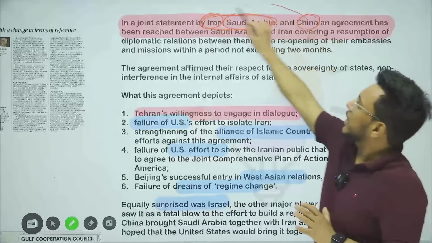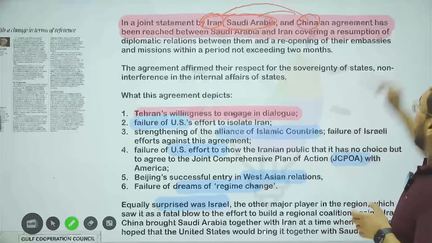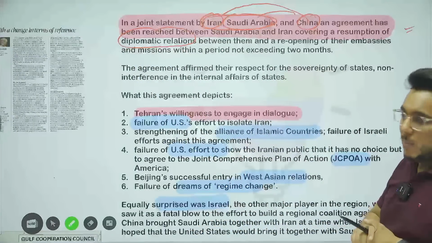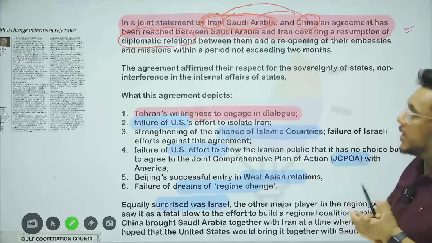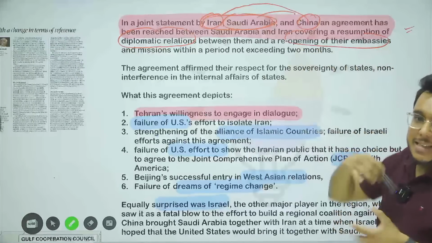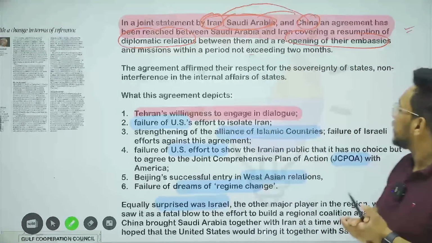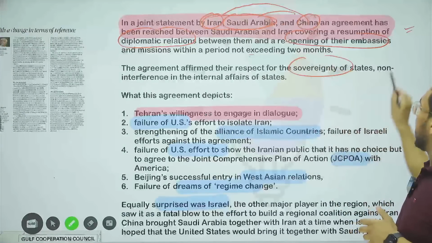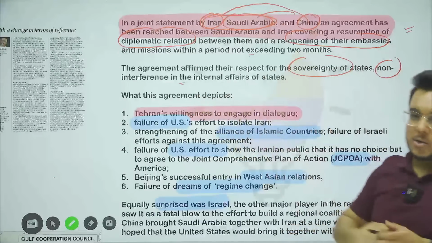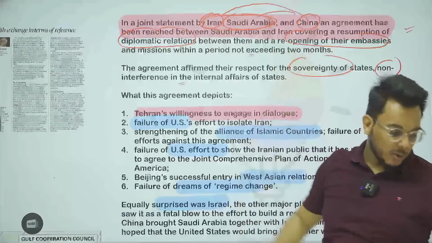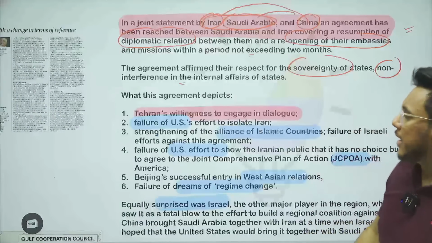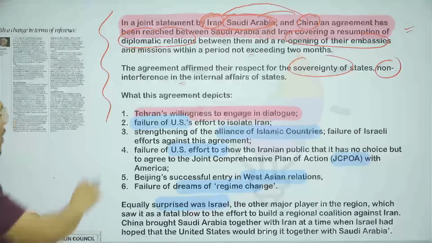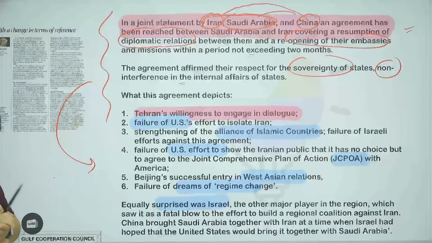Now, what has happened? China has brought Iran and Saudi Arabia together, and it has tried to resume the diplomatic relations between these two countries. Both countries have said that we will start diplomatic relations and reopen the embassies in each other's country within 2 months. Moreover, it has also been said that Iran and Saudi Arabia will respect the sovereignty of each other and will not interfere in the internal matters of each other. So Iran will not interfere in Saudi Arabia's matters, and Saudi Arabia will not interfere in Iran's matters. Now, this particular agreement has shown many things.